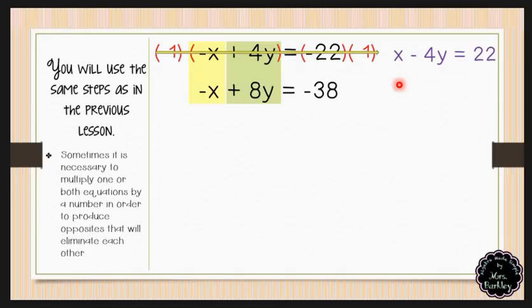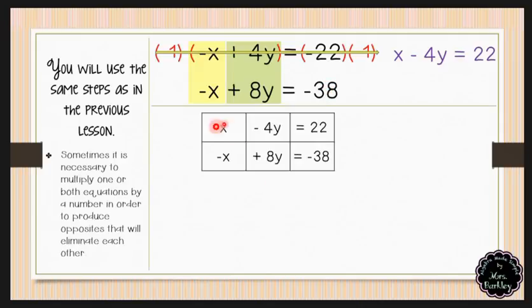So now I'm going to focus on working with these two equations here. I'm going to set them up in a table, and here I can see that I have a positive x and a negative x, so that would create that 0x, or those terms that eliminate one another. So now I can go ahead and combine the rest of my equation. If I have negative 4y and a positive 8y, I would have a positive 4y, and positive 22 and negative 38 would be negative 16.